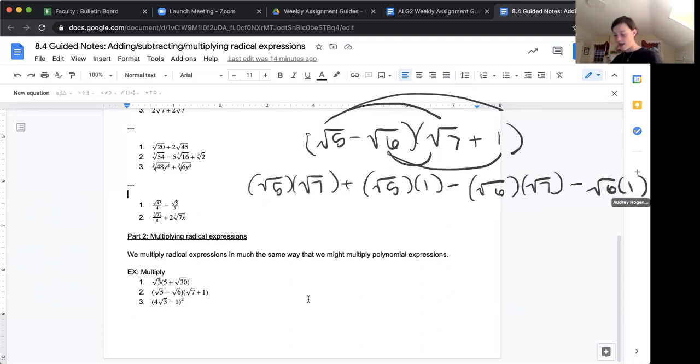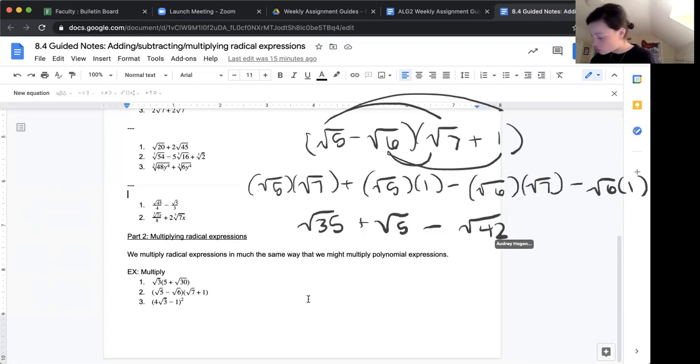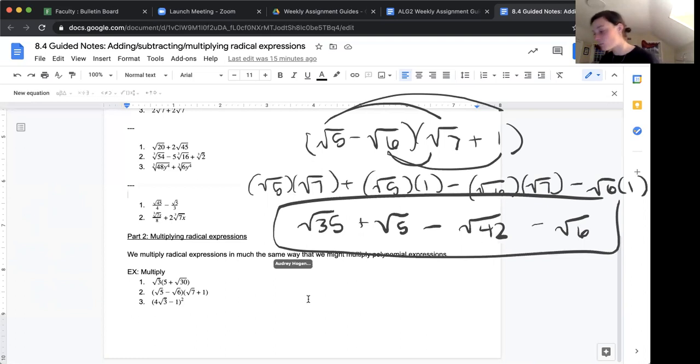And then I can go ahead and do a little bit of simplification here. So 5 times 7 is 35. So I'm going to get square root of 35 plus square root of 5 minus 6 times 7 is 42. So square root of 42 minus 6 times 1 is square root of 6. So my final answer would be root 35 plus root 5 minus root 42 minus root 6. Nothing actually really combines there. And that's our final answer.